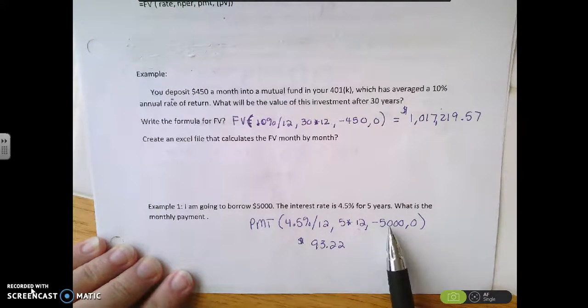The amount for the bank is $5,000, so that's your present value. And then your future value is going to be zero because you're expecting to pay it back and end up with a zero balance. So when you put all this into Excel, you get 9322. Okay? So our next one, this time you're going to borrow $5,000 for 5 years.